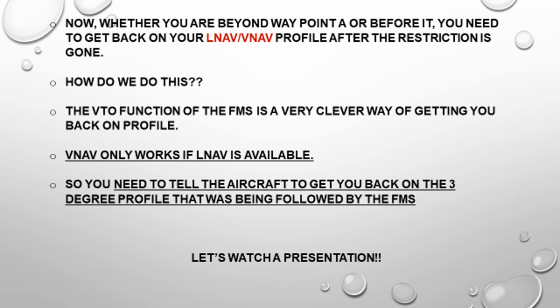A VTO point can only be there if there is an altitude which you have to comply with when you cross that altitude. So it is a very clever way of getting you back on profile, and you must remember that VNAV will only work if LNAV is available. So in this aircraft, VNAV is dependent on LNAV. If you don't have LNAV, you will not get VNAV. So now what you want to do is to literally tell the aircraft to get you back on the 3-degree profile that was being followed by the FMS before you went heading select and vertical speed to comply with the restrictions that were mentioned.